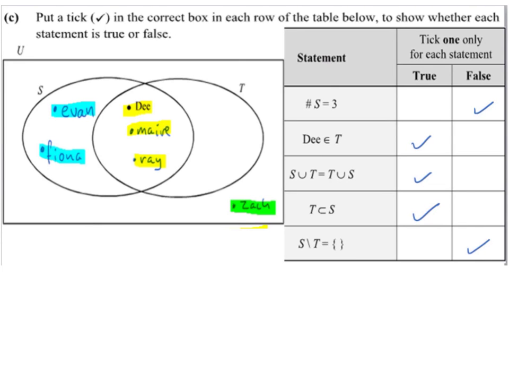So just to summarize, this symbol here means the cardinal number, which means the number of elements in a set. This symbol here means is an element of. If we had this symbol with a dash going through it, it would mean is not an element of. This symbol here means union, so every element in set S and in set T. This symbol here means subset, and this symbol here means the null set or the empty set. But these symbols are all given to you in the formula tables.